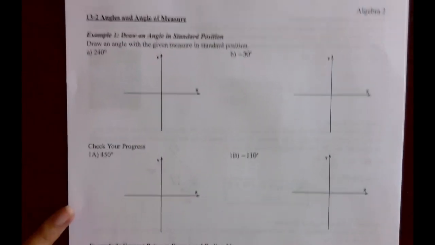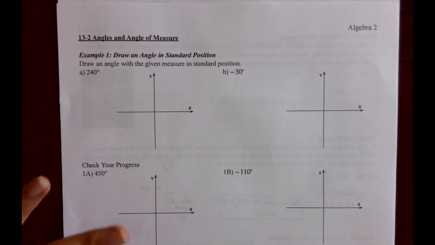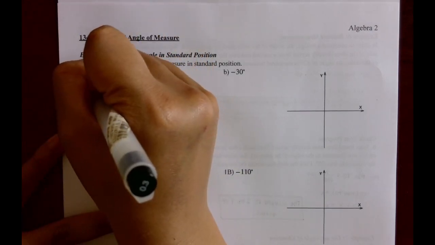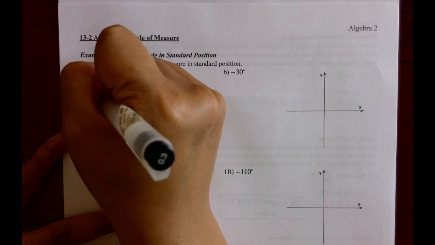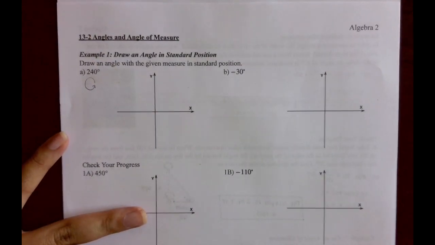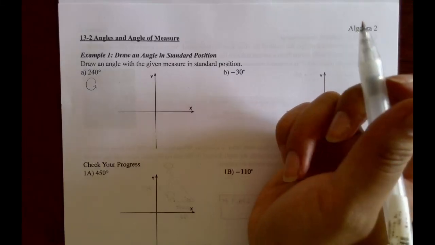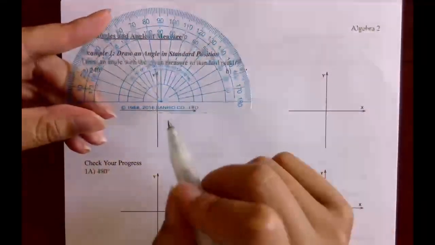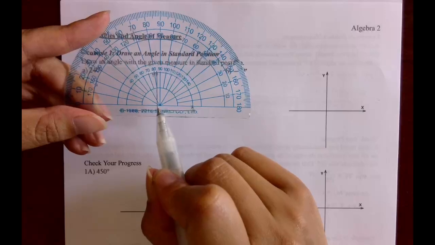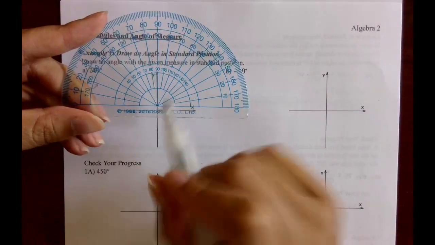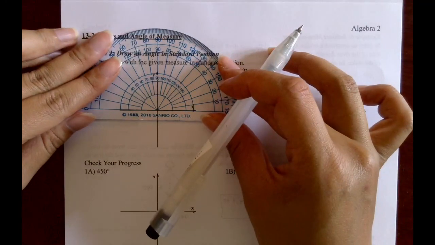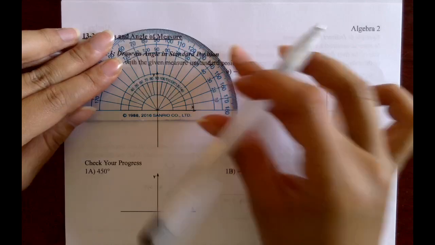The first one says to draw an angle with a given measure in standard position. This is positive 240 degrees, so that means I'm going to go counterclockwise. It goes this way. So I'm going to start here and take my protractor. On my protractor, I'm going to match the hole, circle, dot, or cross. Starting here, this is where the vertex is. Since it's standard position, it will be at (0, 0). And match it up with the axis.